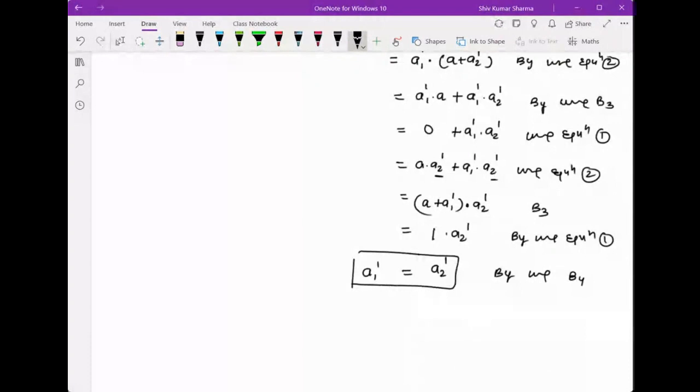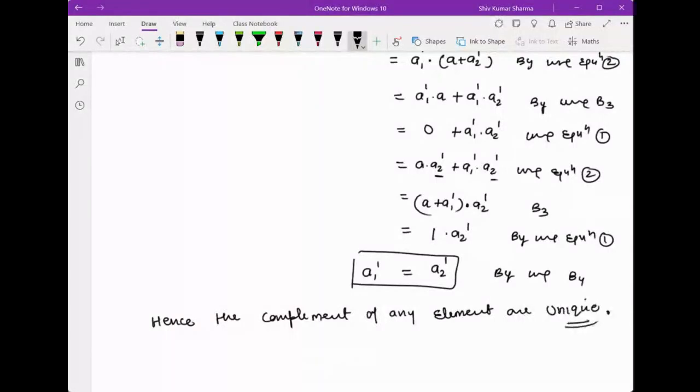So that means the complement cannot be different. So complements are same. So that means, hence, the complement of any element is unique. दो डिफरेंट कॉम्प्लीमेंट लेके चले थे हम और हमने दोनों को इक्वल दिखा दिया, so that means complements are always unique, so cannot be different.